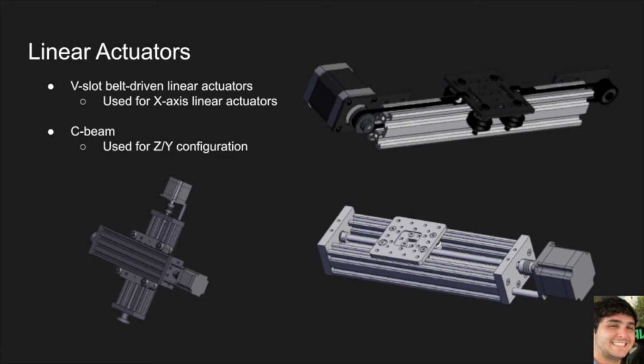A linear actuator is a device that consists of a linear rail body, such as a V-slot linear rail or a C-beam linear rail, and a motor that drives either a belt or a lead screw. This is used to move a gantry cart across the rail. For our robot, we have 2 linear actuators for the x-axis, 1 linear actuator for the y-axis, and 2 linear actuators for the z-axis. With all of this, we can move the pin tool and gripper in all 3 axes of motion to position them anywhere in the workspace of the robot.